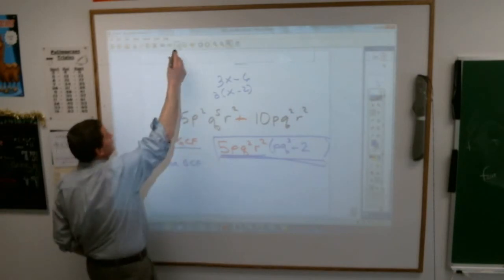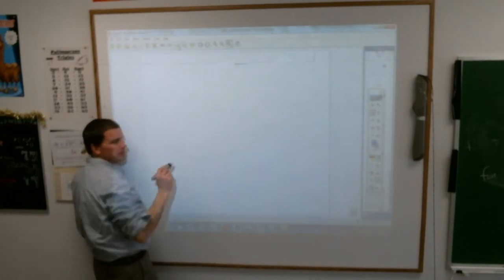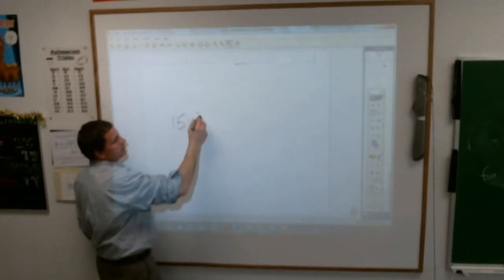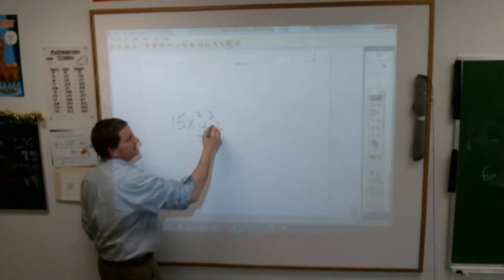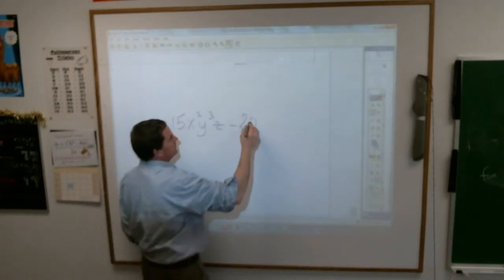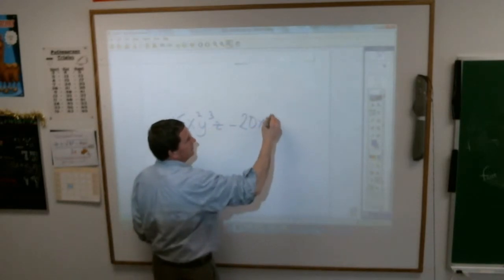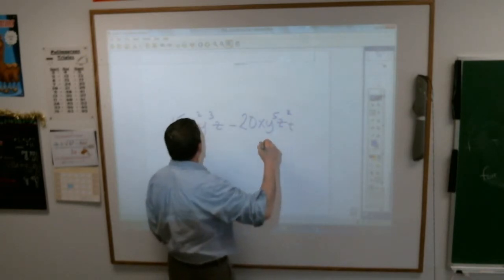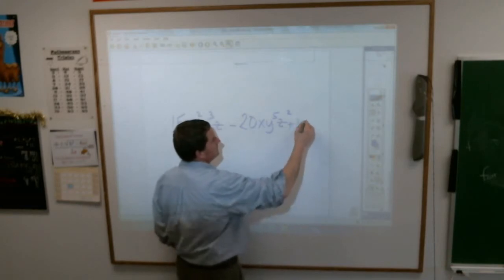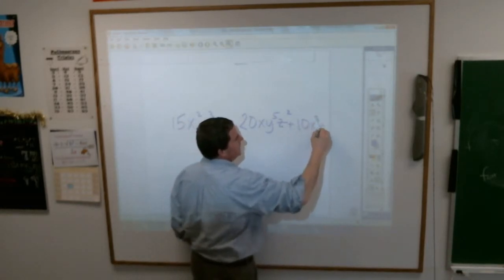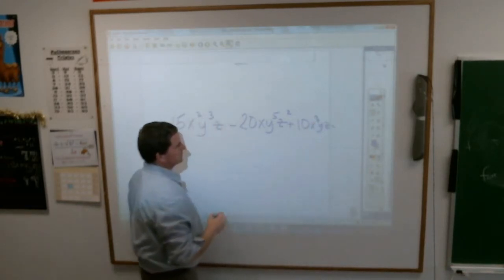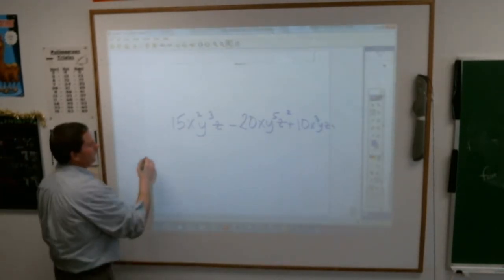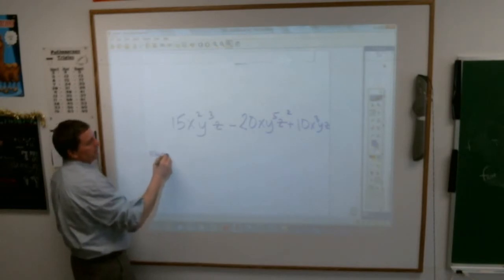So let me show you, doing the math. Let's say you've got this. Making this one off the top of my head. 15 x squared y to the 3rd z minus 20 x y to the 5th z squared plus 10 x cubed y z. And I'm asking you to factor the greatest common factor.